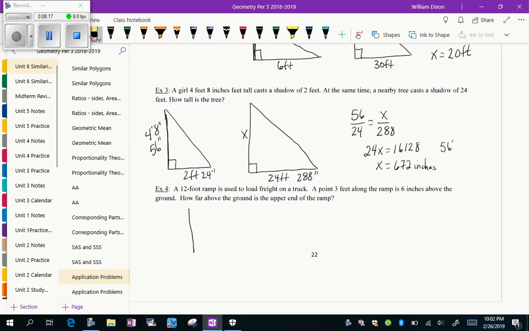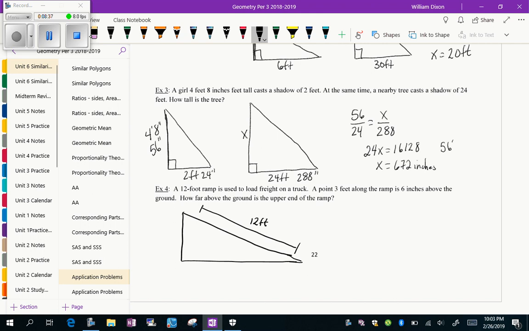So I know my ramp is 12 feet. All right, 12 feet long. Now, it says a point 3 feet along the ramp. So let's go here, 3 feet. So from here to the end, let's use a different color. So from here to the end is 3 feet.